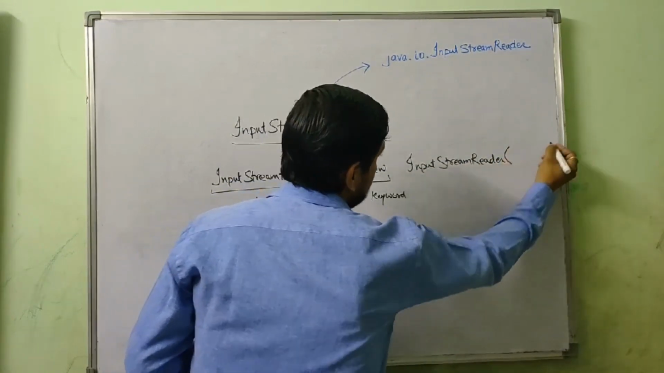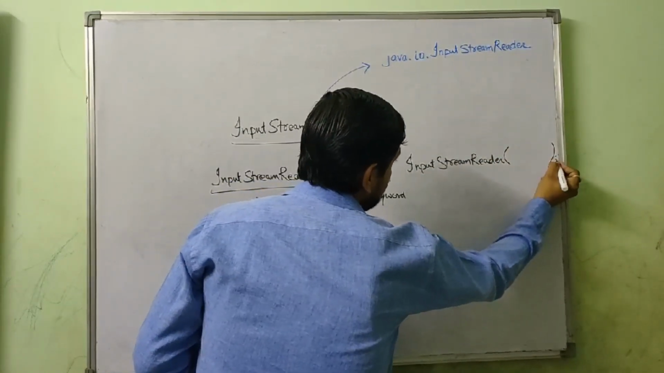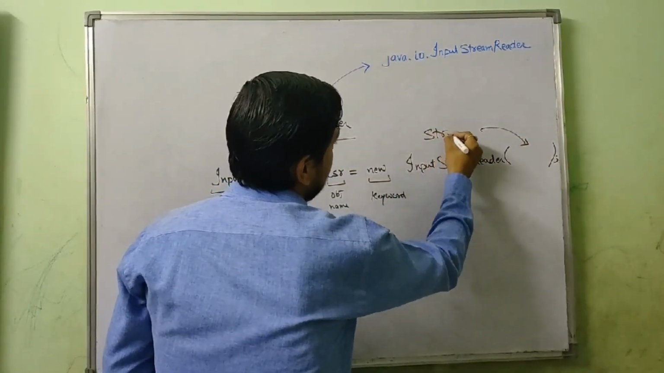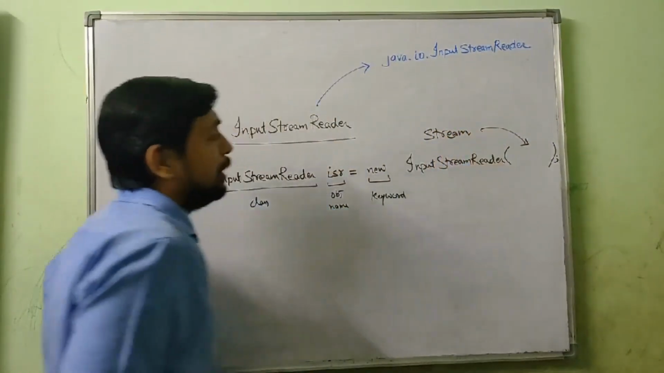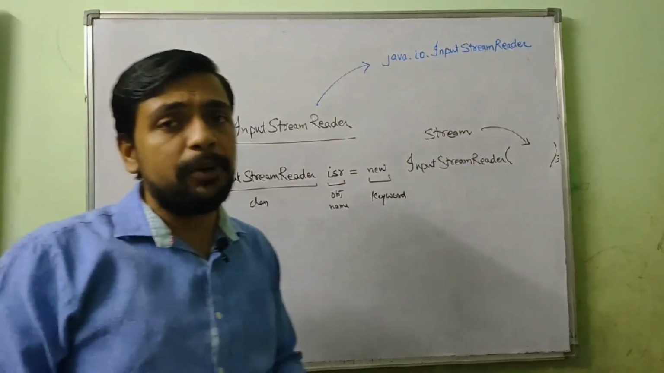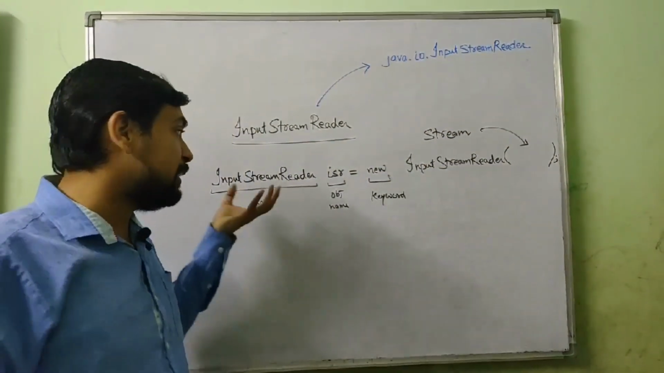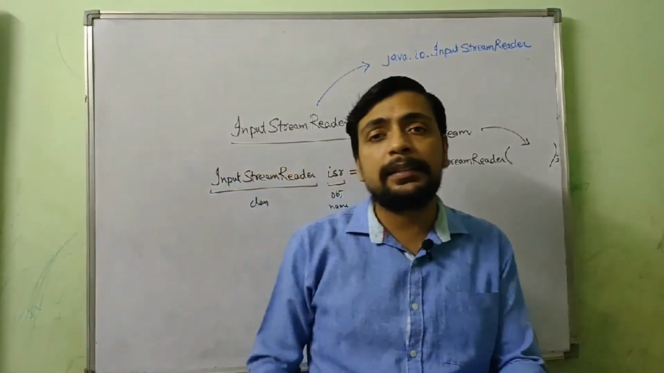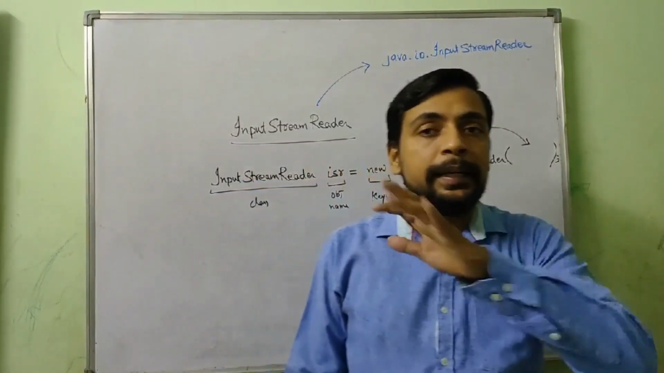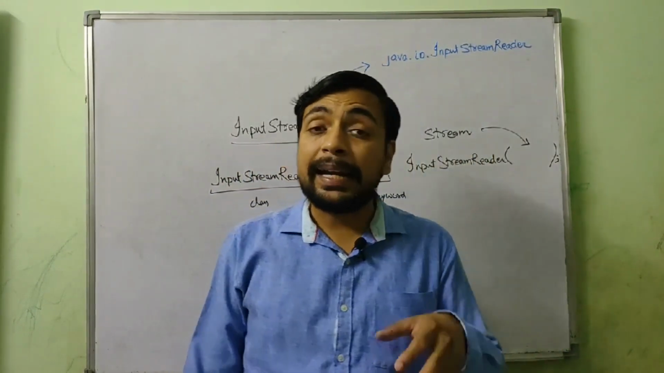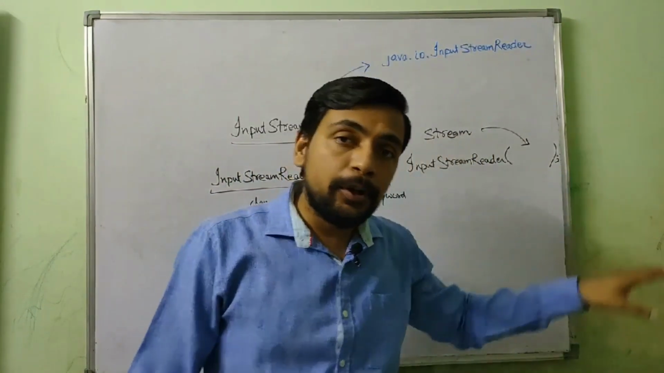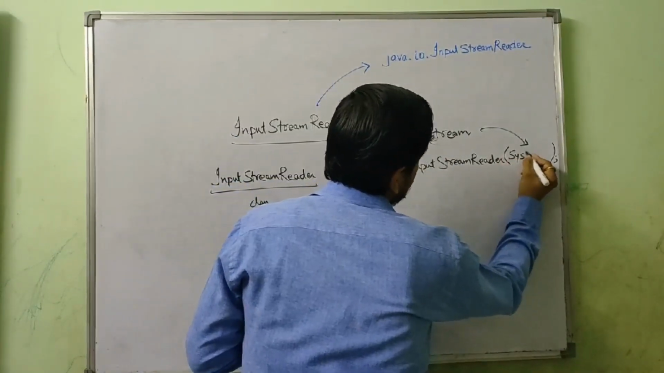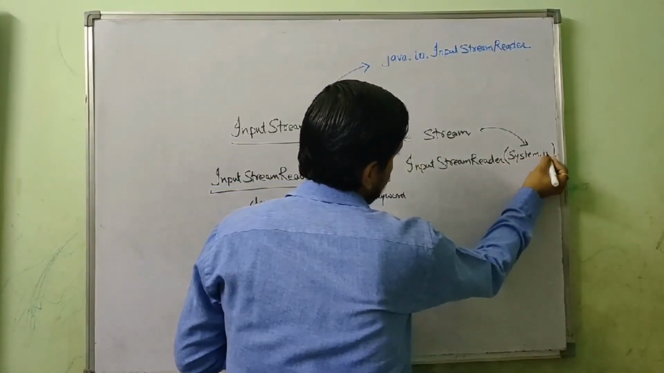Now within the constructor you have to specify something, and what do you have to specify? A stream. You have to specify a stream over there from which this reader will read, because streams are paths. So you have to specify a certain path through which this reader will read. And right now our path is the keyboard, right? So we will specify the keyboard over here with System.in.